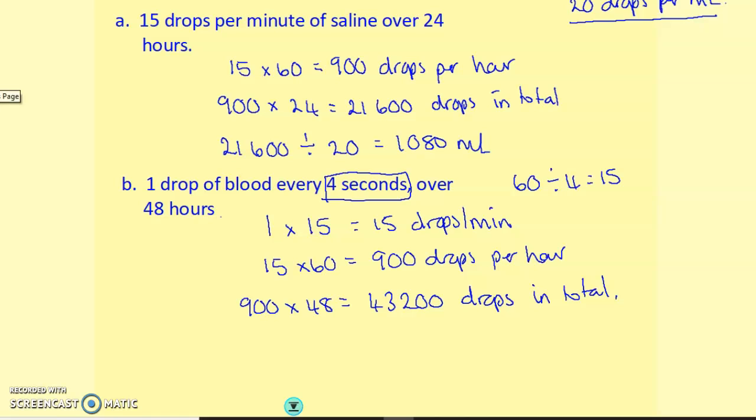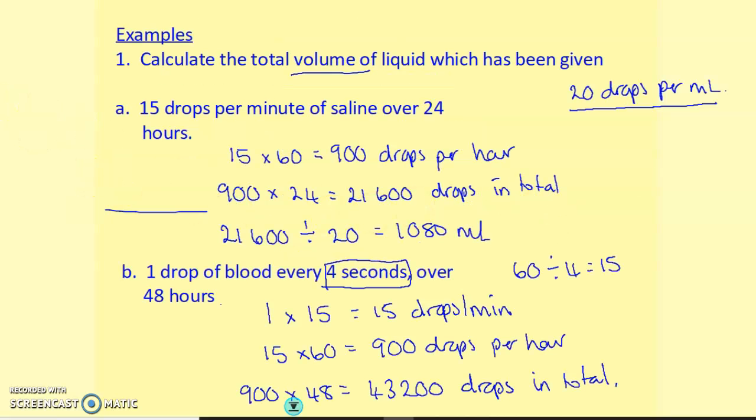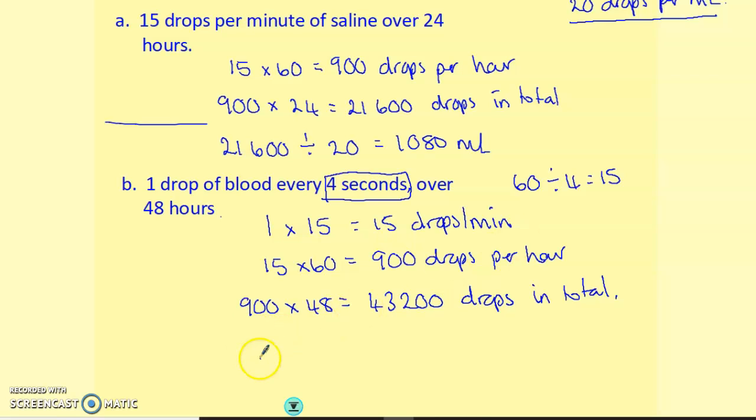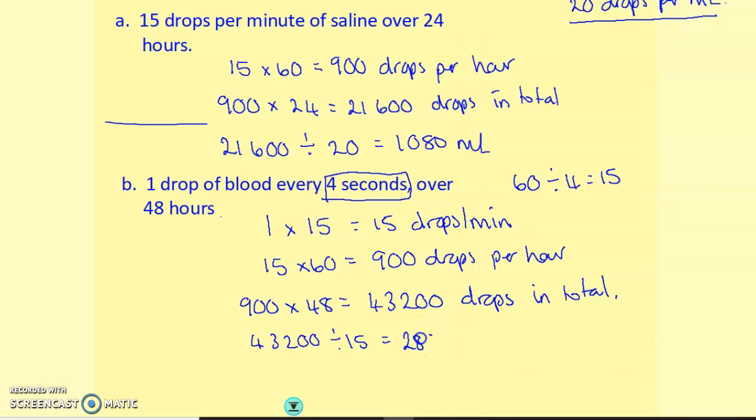I'll flip back for blood. Going by memory, I'm going to say it's 15. I want to check it. There we go. Yep, for blood, it's 15 drops per millilitre. I've got 43,200 drops in total. So I'm going to divide that by 15. 2,880 millilitres.